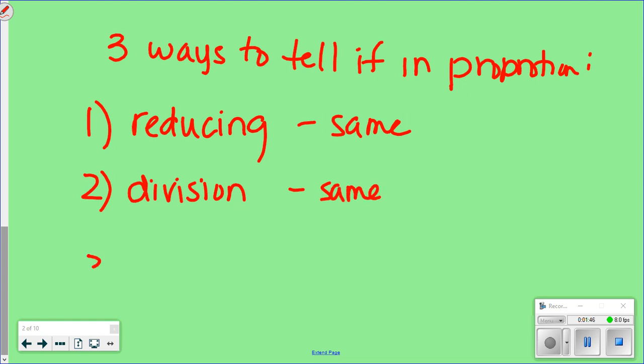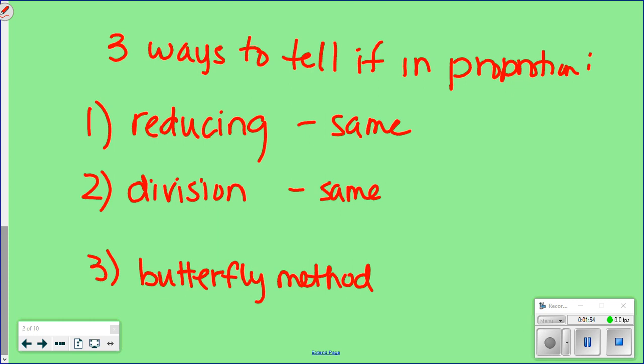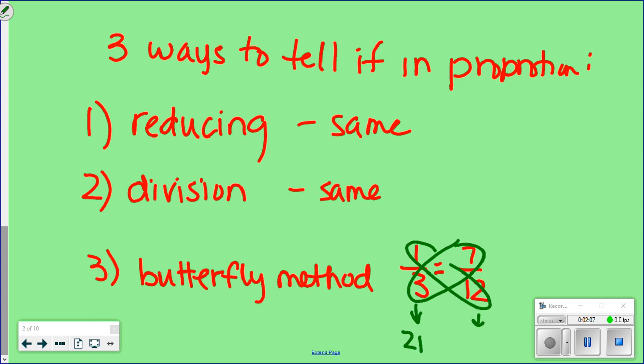And the third thing is you can use the butterfly method to tell if something's in proportion. This is how you would use it. Let's say you're going to compare these two things to see if they're in proportion. Well, you would take 7 times 3, that gives you 21. And you take 1 times 12, and that gives you 12. These things are not in proportion. So you can use the butterfly method to determine if things are in proportion or not.